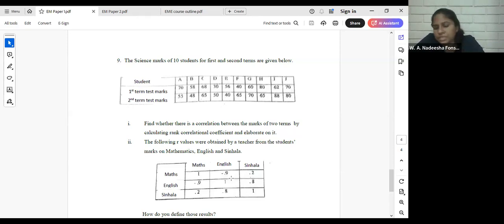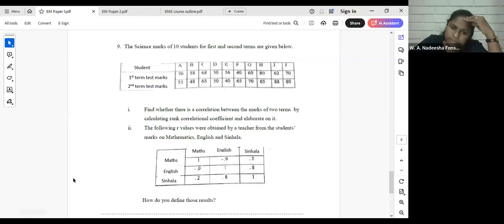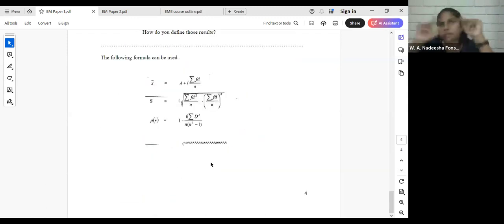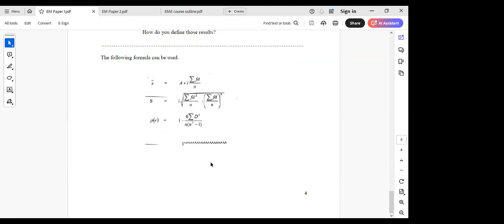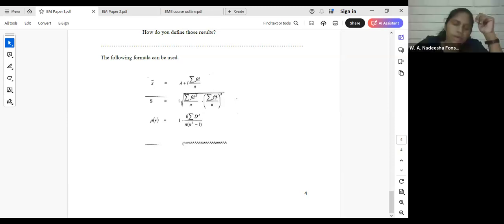To find the correlation, can you remember capital D? To find the capital D value, before going to D, what is D? And to find D before that, what should we do? Can you remember? Rank the marks. Yes, we have to rank the marks. Very good.